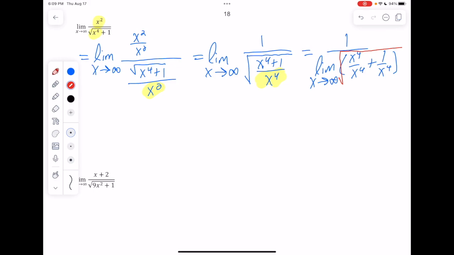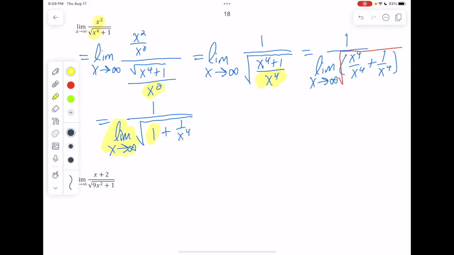All right, so what happens with those pieces? Well, if you started applying the limit to all the different pieces and evaluating, what happens? Let's go ahead and simplify it a little bit first, and then we'll do that. So we'd have 1 over, we're taking the limit as x goes to infinity, and we have the square root of x to the fourth over itself, which is 1, plus 1 over x to the fourth. Now let's take this limit right here and apply it to both pieces inside. And then we'll just do the evaluating.